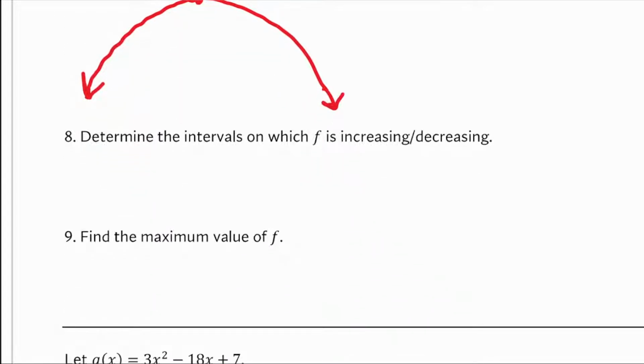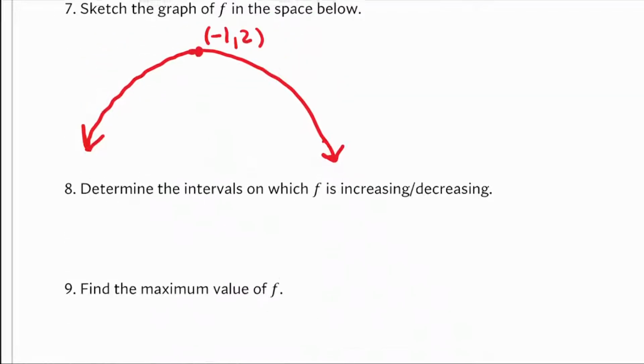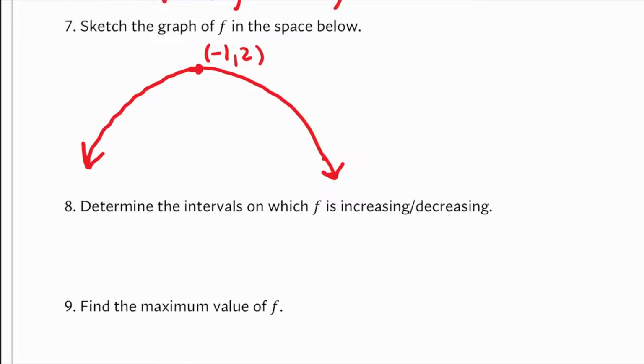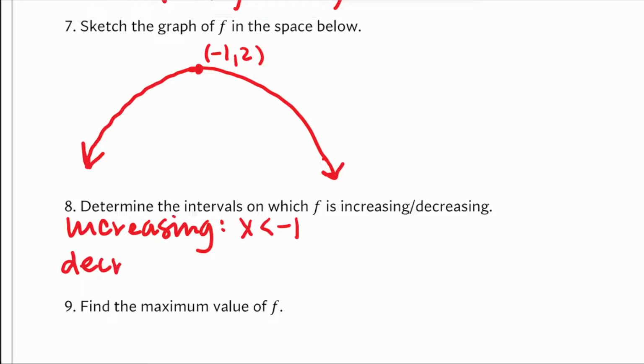All right, determine the intervals on which f is increasing and decreasing. Okay, that we'll be using our sketch to help us answer that question. So increasing will be when x is less than negative 1. And decreasing, that will be when x is greater than negative 1.